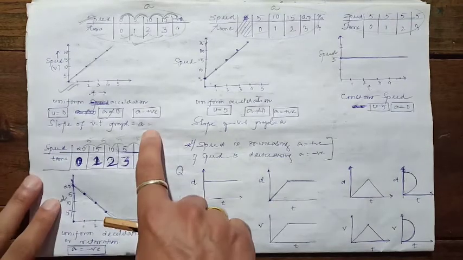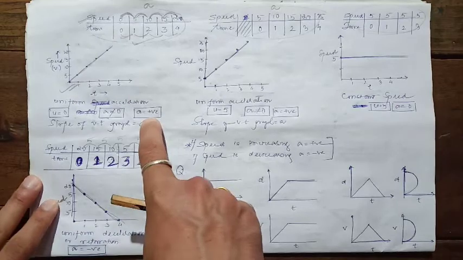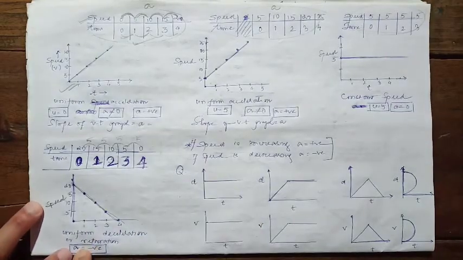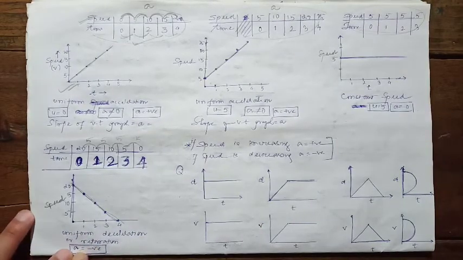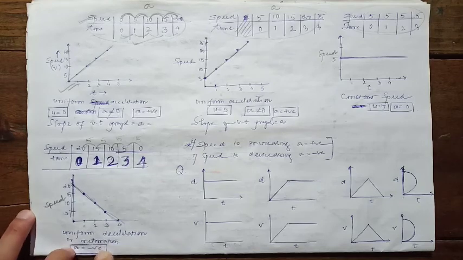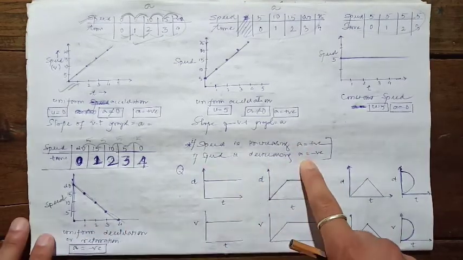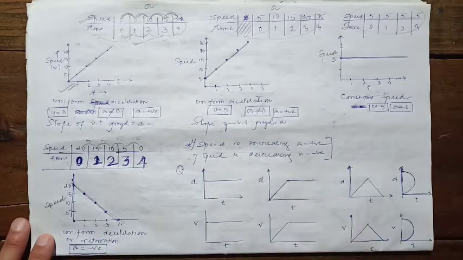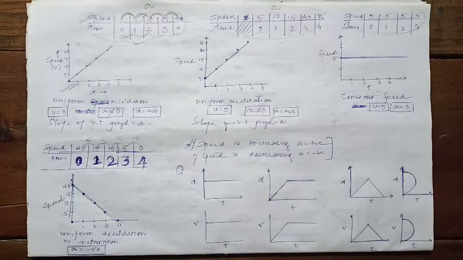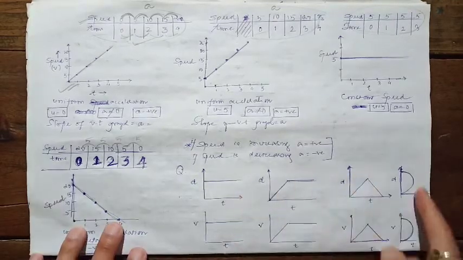As I mentioned, students, if the speed is increasing, acceleration will be given a positive sign, and if the speed is decreasing, we'll give the acceleration a negative sign. So if speed is increasing, acceleration will be positive. If speed is decreasing, acceleration will be negative. That's a very important point.